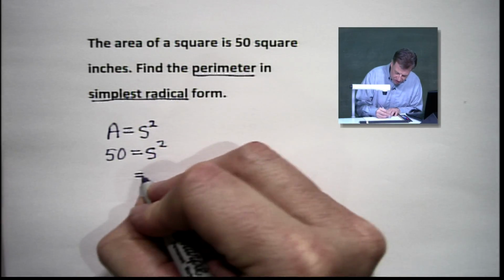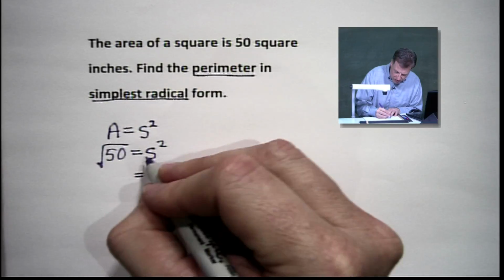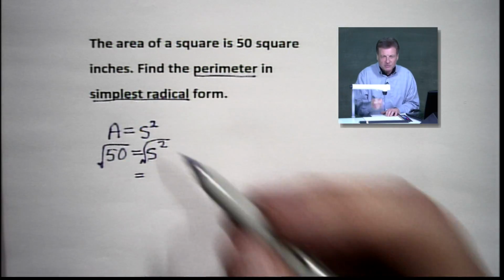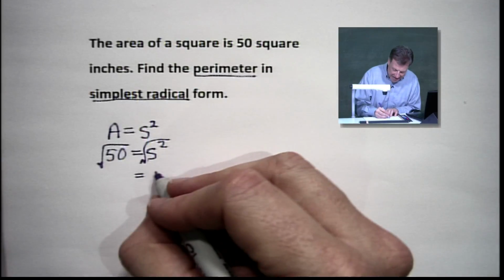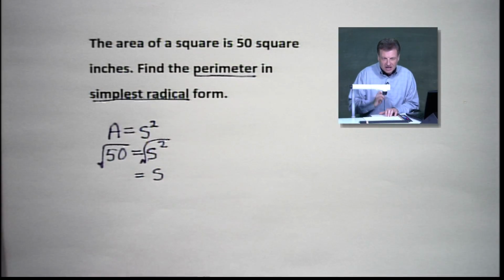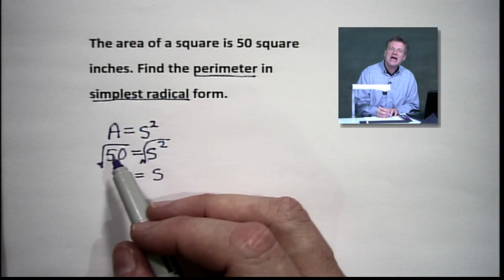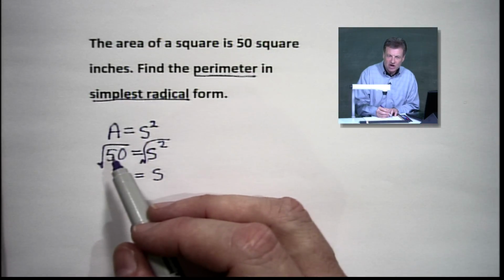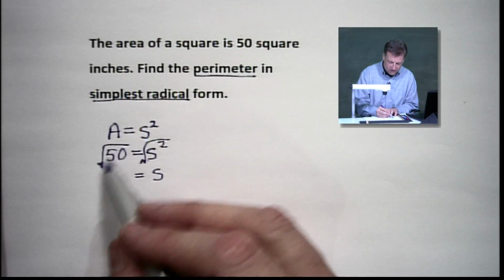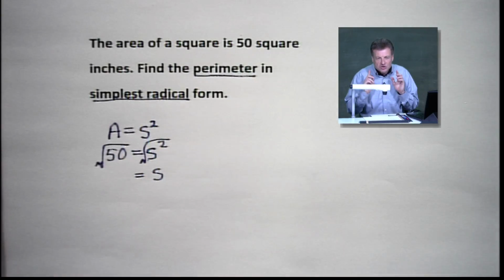So here we go. We're going to square root both sides. And when we square root s squared, we get one side back. All right, there it is. When we square root 50, again, we said it doesn't come out exactly perfectly even, because it's an irrational expression here. The square root of 50 is irrational. So let's do our simplification moment.